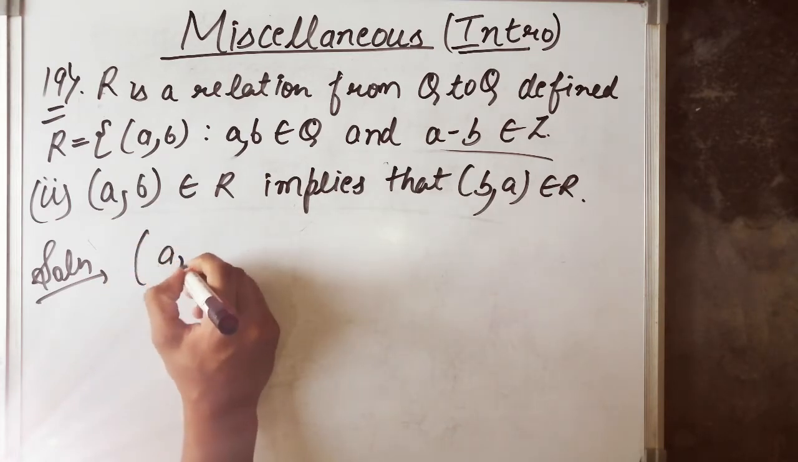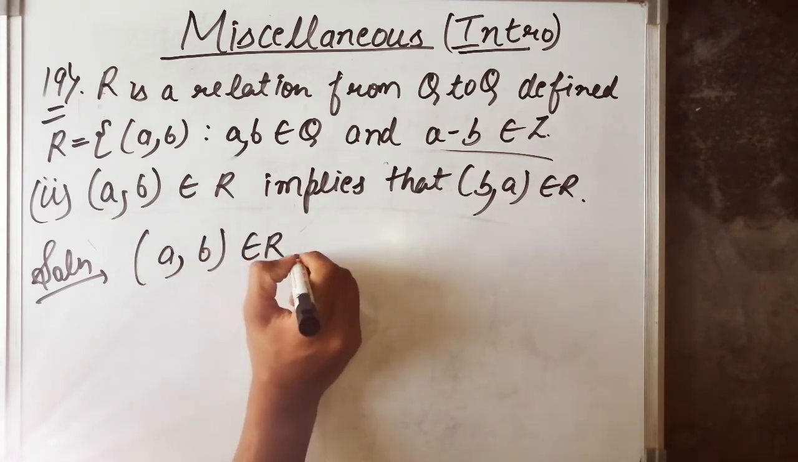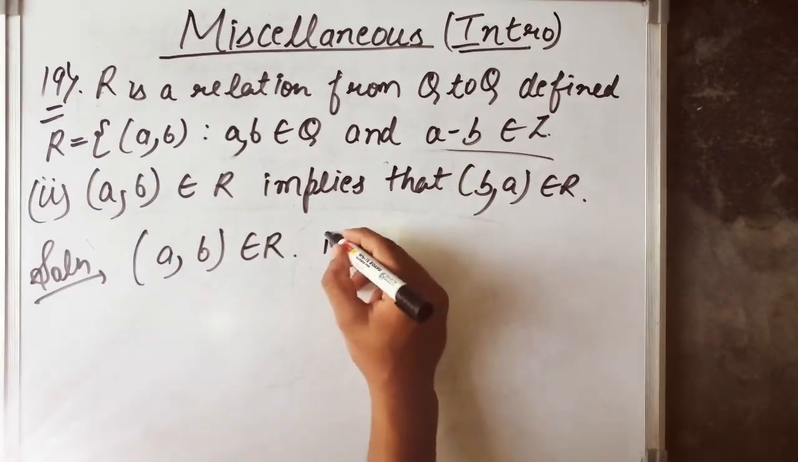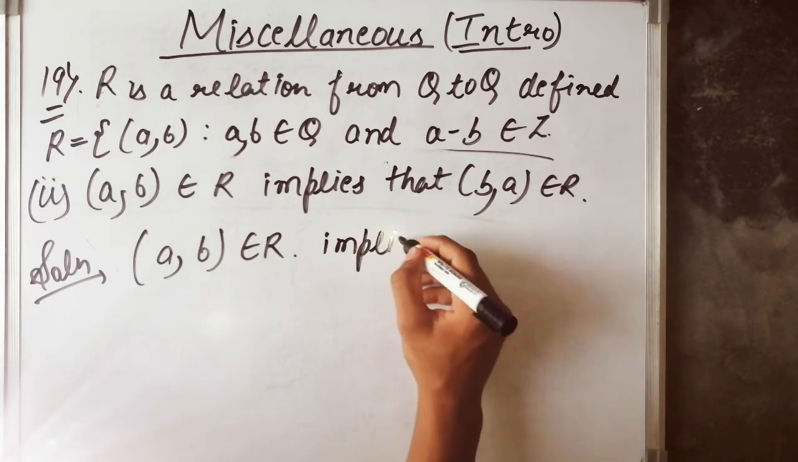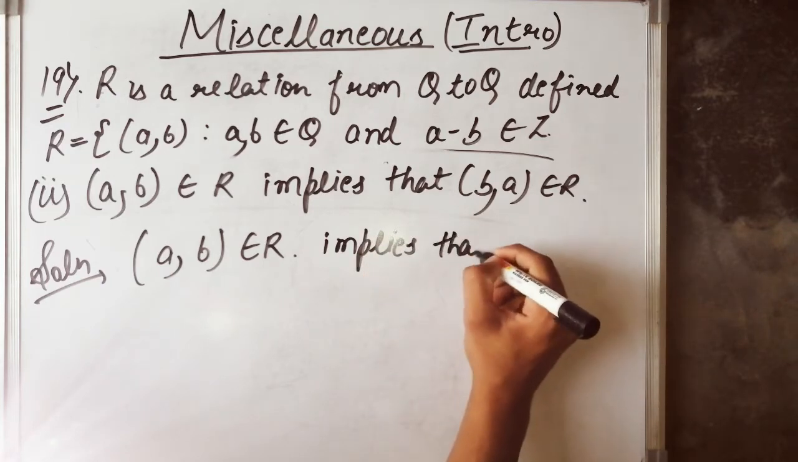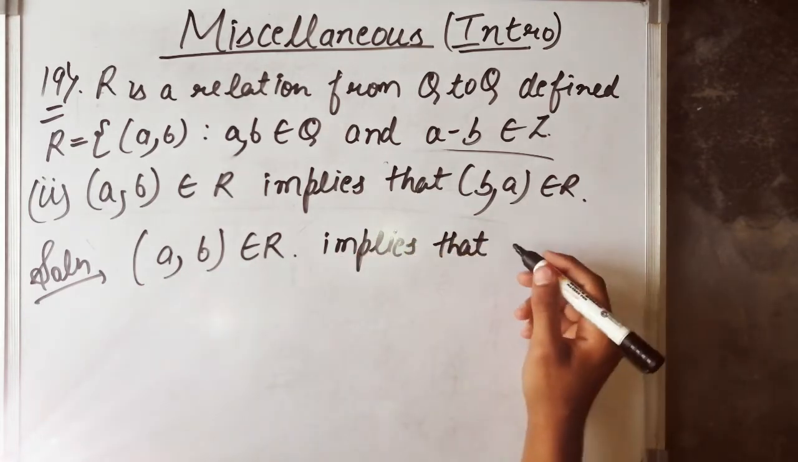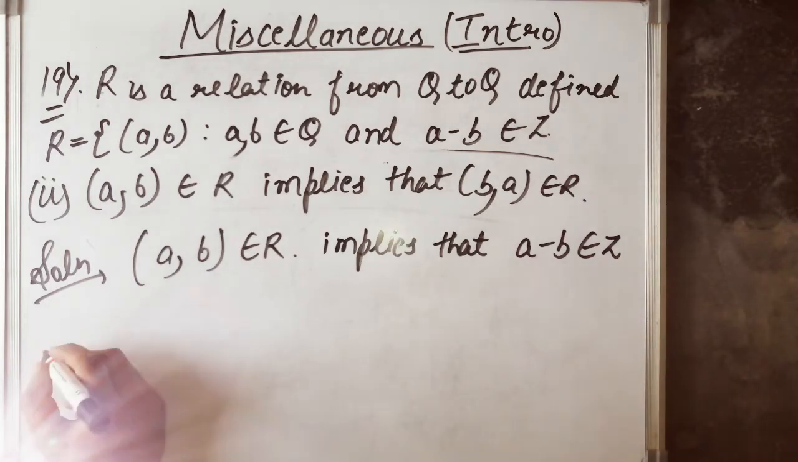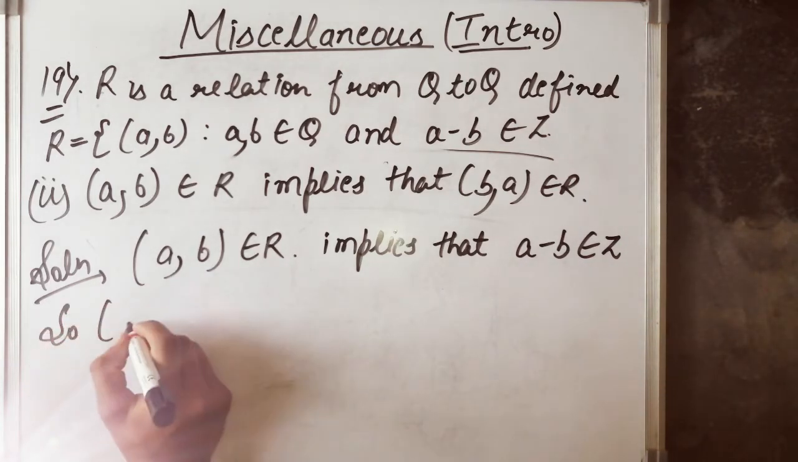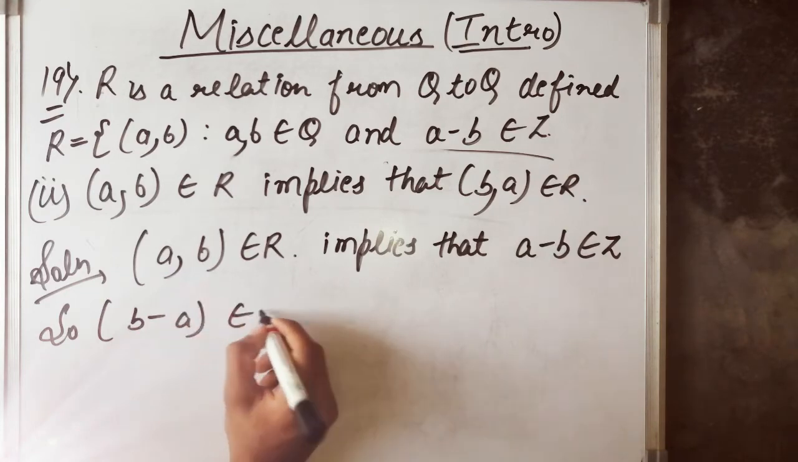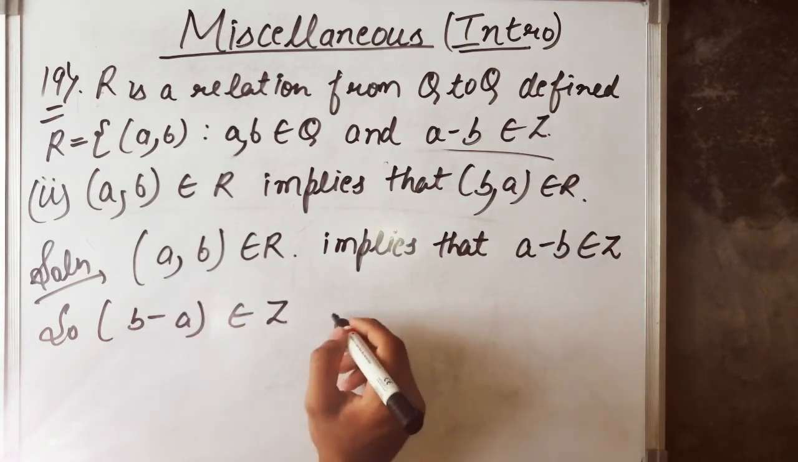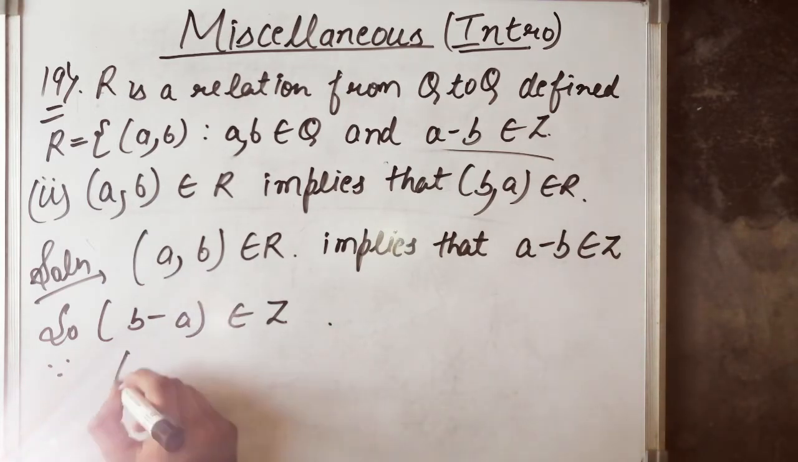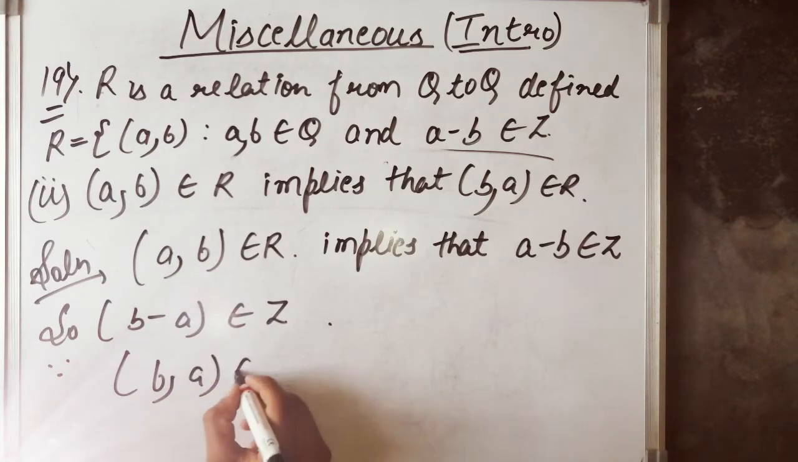Since we know that AB belongs to R, this implies that A minus B belongs to integer, so B minus A also belongs to integer. Therefore BA belongs to real number.